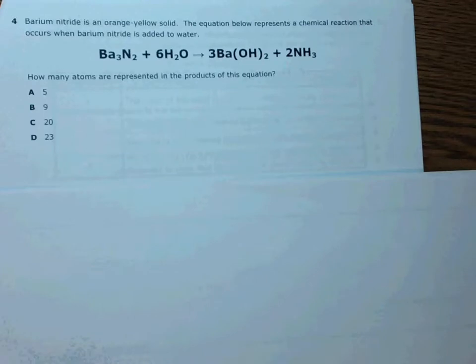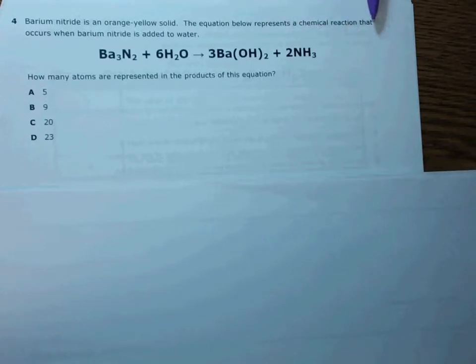Number 4. Barium nitride is an orange-yellow solid. The equation below represents a chemical reaction that occurs when barium nitride is added to the water. Barium nitride plus water yields barium hydroxide plus ammonia.